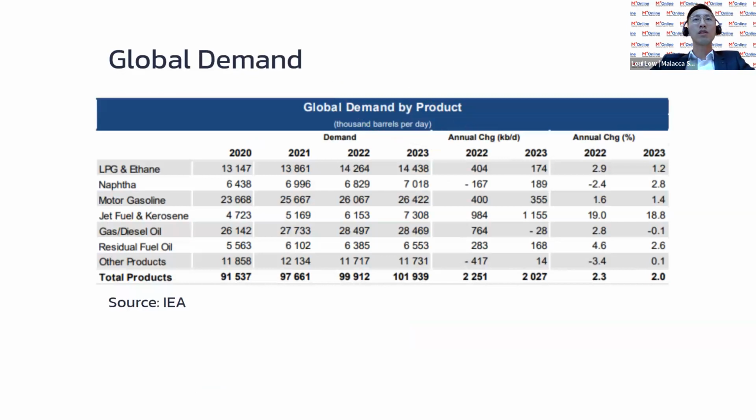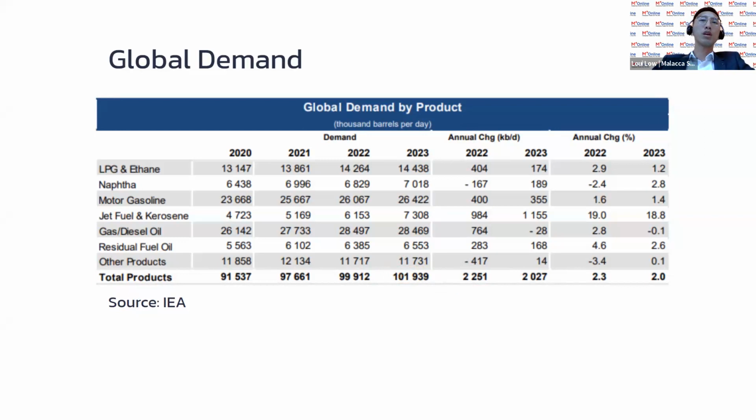And also global demand, you can see that it is near towards 101 million barrels per day. So that is the demand side of things. Just to give you an idea, if the supply is more than this, then the crude oil will go down. If the supply is lesser than this, and the demand is higher than supply, then the crude oil will go up. That is just a general view of things.